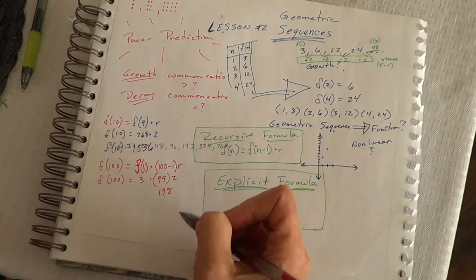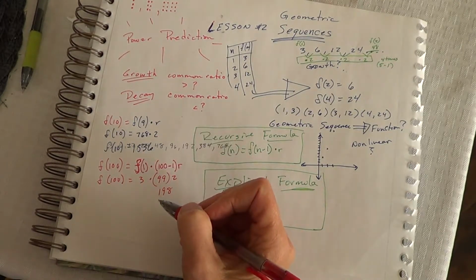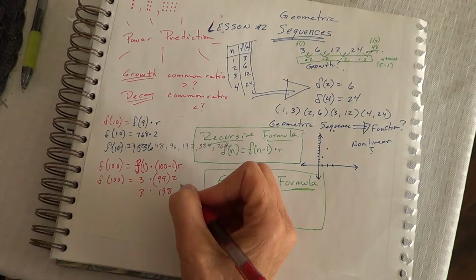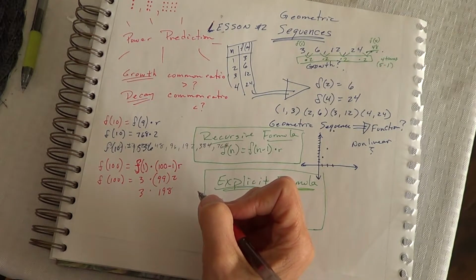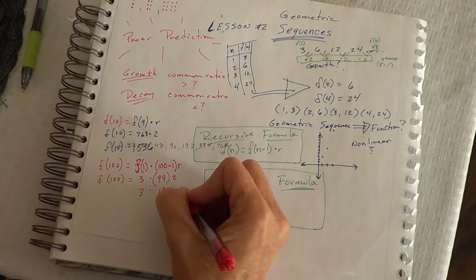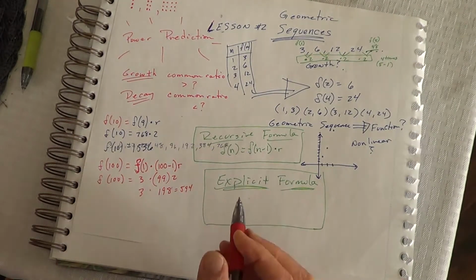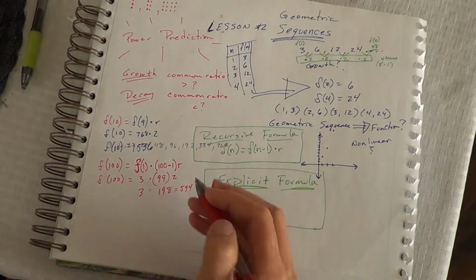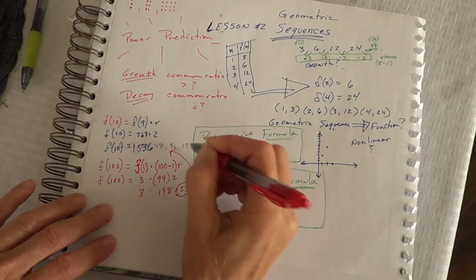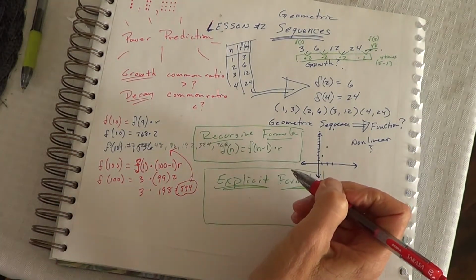And if we look back at our recursive, this is looking a little bit similar. And we're going to see 3 times 198, 594. Guys, I hate to say it, but how could our 100th term be less than our 10th term on recursive?